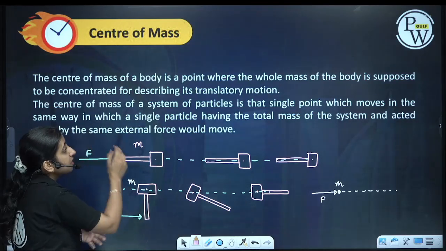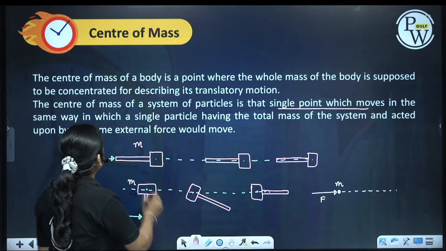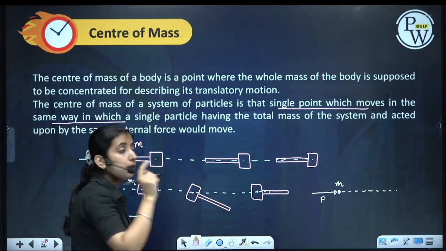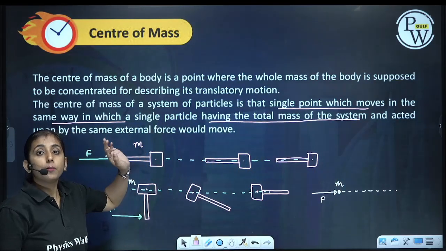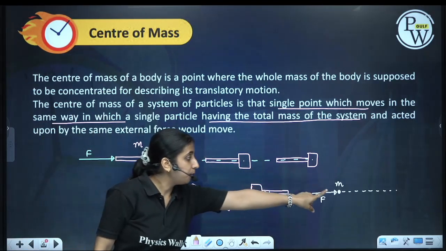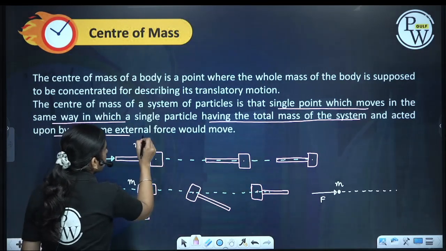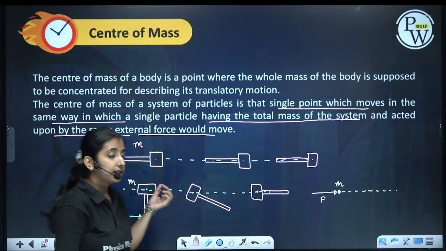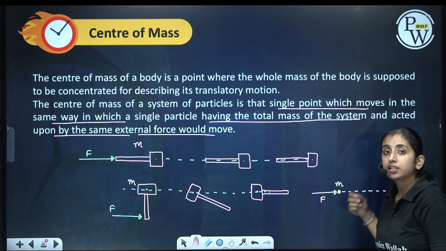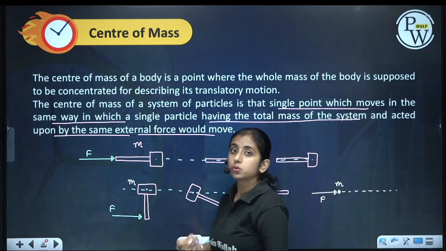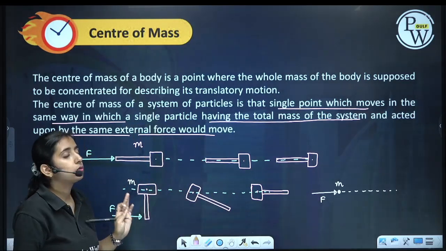Center of mass of a system of particles is that single point which moves in the same way as a single particle having the total mass of the system would move when acted on by the same external force. The center of mass of the body will move in exactly the same way as this point particle of the same mass under the action of the same external force. That point is called center of mass.